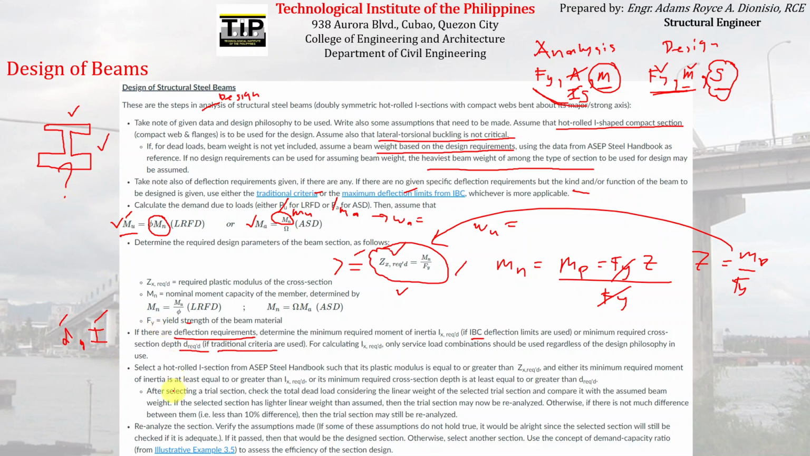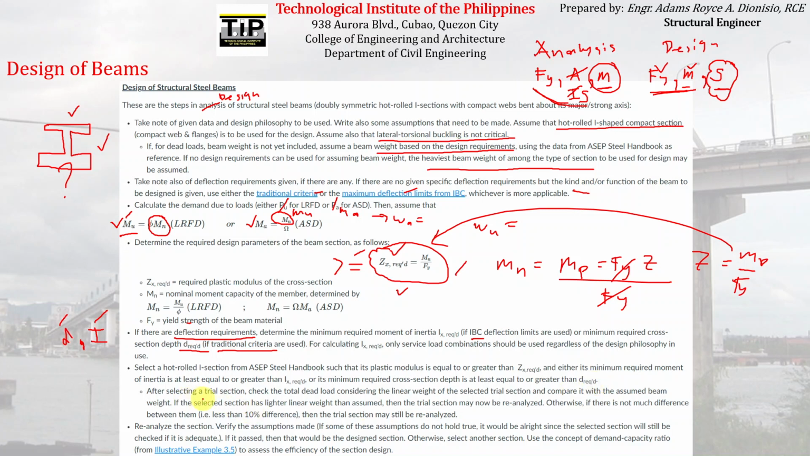Okay, so after you have computed these parameters, you have to select a hot rolled I-section from the ASEP Steel Handbook such that its plastic modulus is equal to or greater than the Z here, just like what I have mentioned a while ago, and either its moment of inertia is at least equal to or greater than the required Ix, or its cross-section depth is at least equal to or greater than the required D, as I mentioned a while ago.